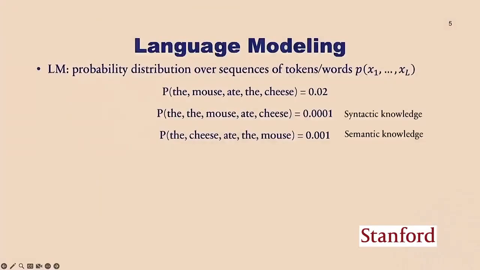If you have another sentence like "the cheese ate the mouse," then the model should hopefully know that usually cheese doesn't eat mice, so there's some semantic knowledge, and this is less likely than the first sentence. So this is basically, at a high level, what language models are.